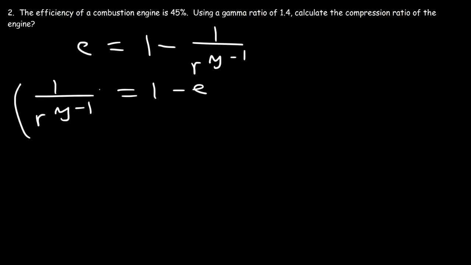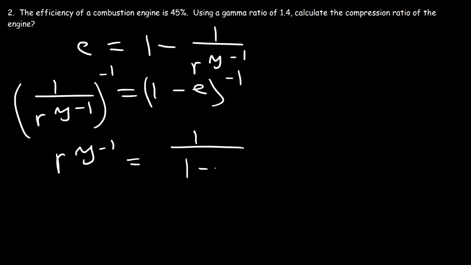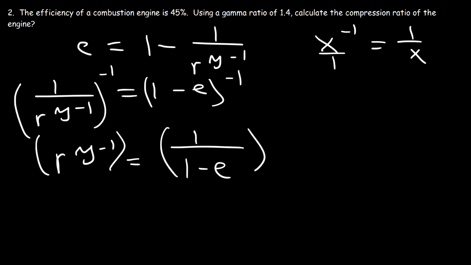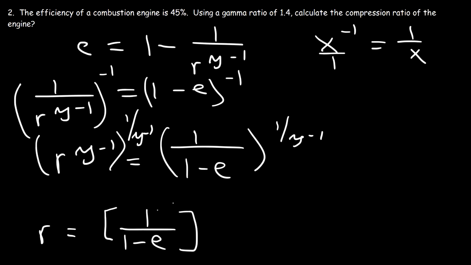Now what I'm going to do is raise both sides to the negative 1. So this is going to flip to the top. So on the left, this is going to be R raised to the gamma minus 1. And on the right, it's going to be 1 over 1 minus E. So for example, x raised to the negative 1 is the same as 1 over x. It simply flips to the other side of the fraction. So now to get R by itself, I need to raise both sides to the reciprocal of that exponent. So that's 1 over gamma minus 1. So here's the formula. The compression ratio is 1 over 1 minus the efficiency raised to the 1 over gamma minus 1.